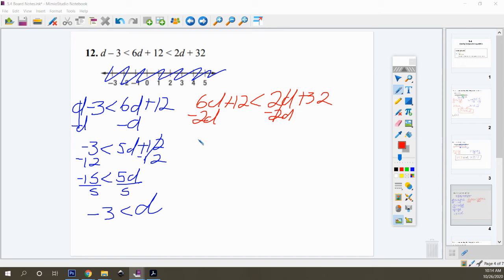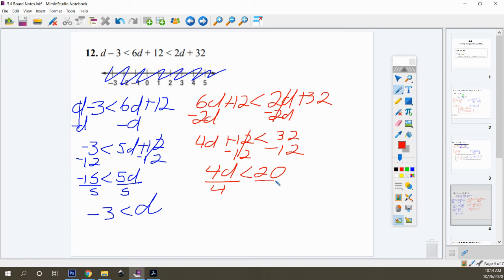So 6d minus 2d would be 4d. That's plus 12. Less than, that canceled out, and that's 32. Okay, now that's right. So we're going to get rid of the plus 12, and since it's plus, we're now going to subtract. 4d is less than 32 minus 12, which is 20.